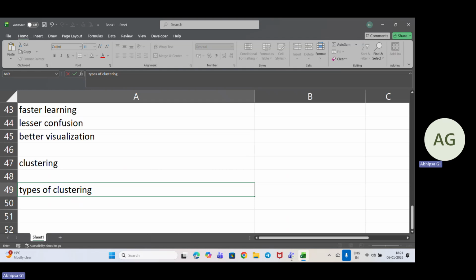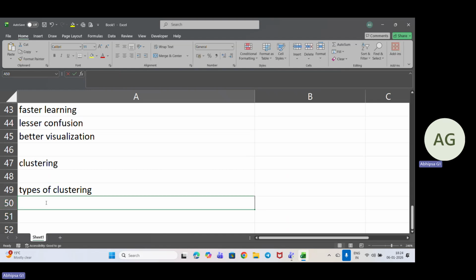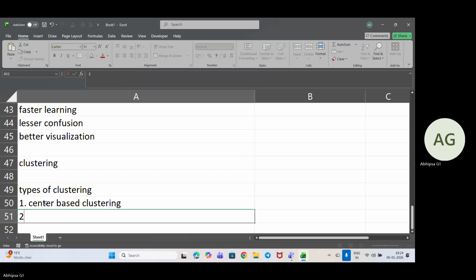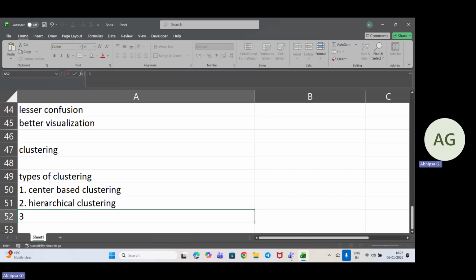The very first one is center-based clustering. Let me write it down. Center-based clustering. Next, we have hierarchical clustering. Next, we have density-based clustering. So these are basically the three types of clustering.